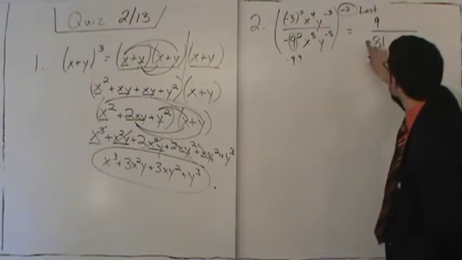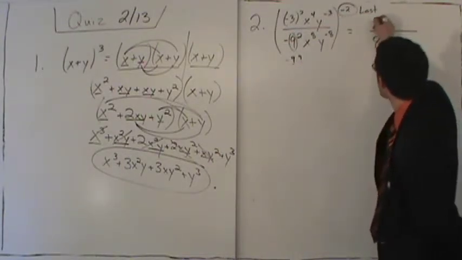And generally, we like to put the negative in the numerator, so I want you to just take the negative and let it float to the top.